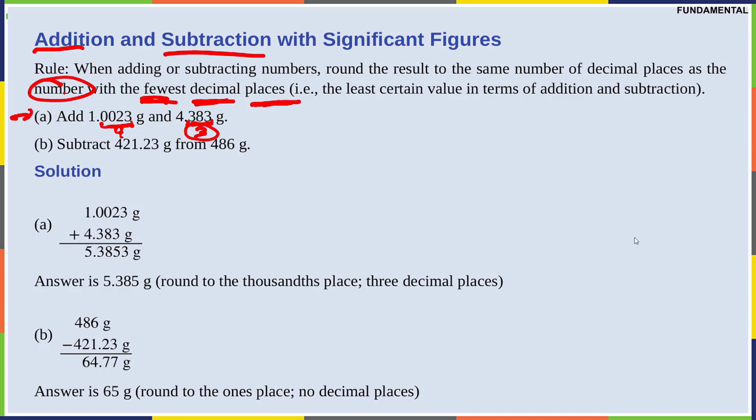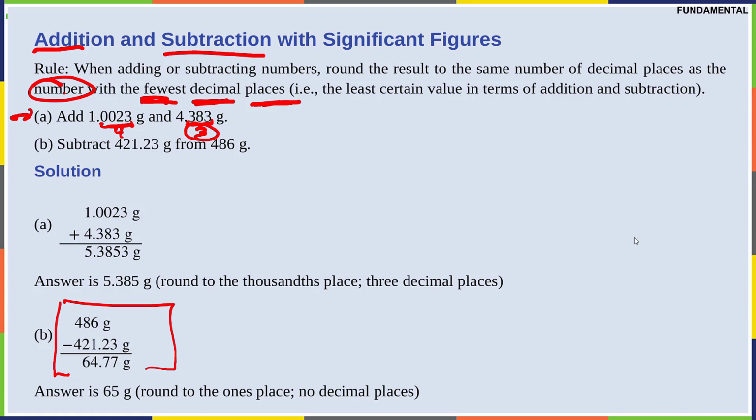486 minus 421.23. So, don't worry about the rules right now. You plug the numbers in as they are given to you in the calculator. So you're going to plug in your calculator 486 minus 421.23. You don't do any rounding or any work as far as the significant figures go until you've got the answer already performed in your calculator, right?